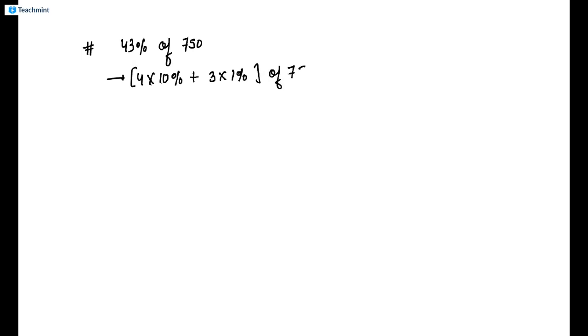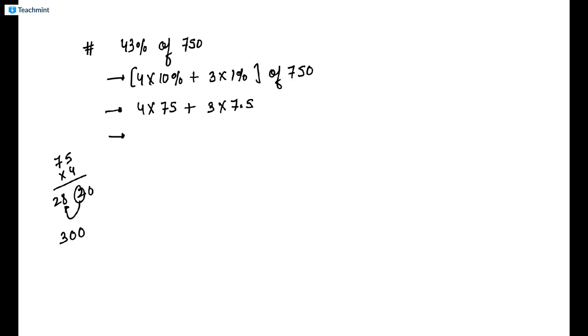of 750. What is the 10 percentage? Right? What is the 10 percentage? So it is 4 into 75 plus what is the 1 percentage? 3 into 7.5. Right? So what will you get? 75 into 4. Do this thing. I told you the table in shortcut. I told you now how you will do. This is speed mathematics class. I told you it is 300, right?